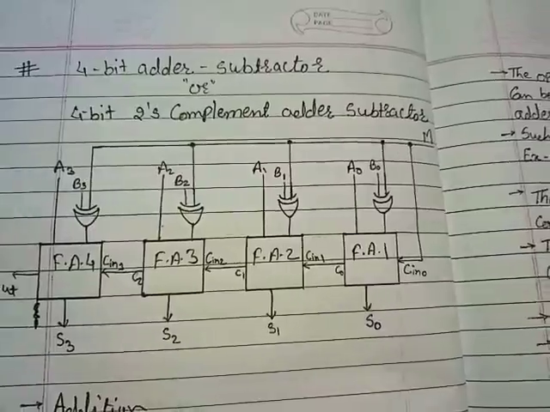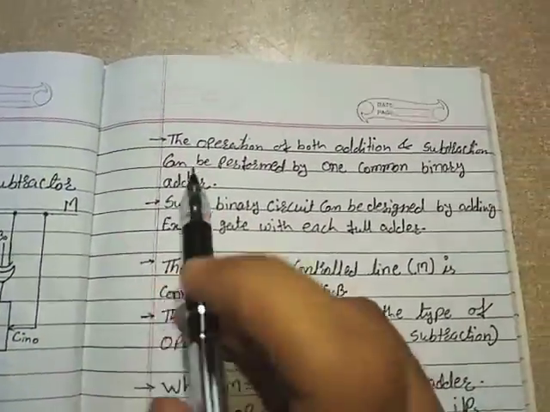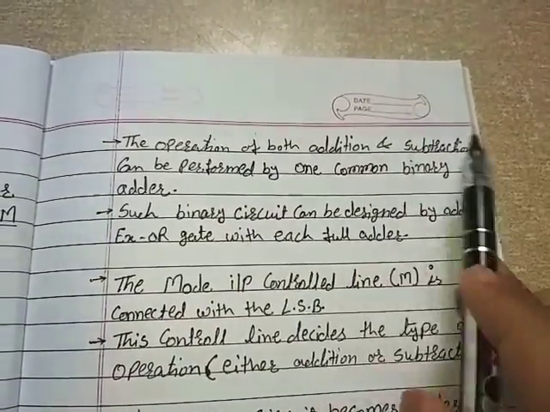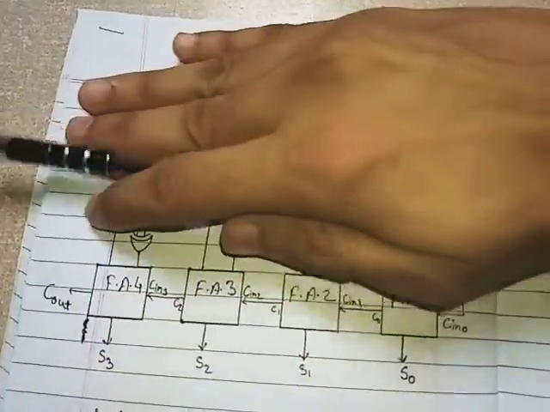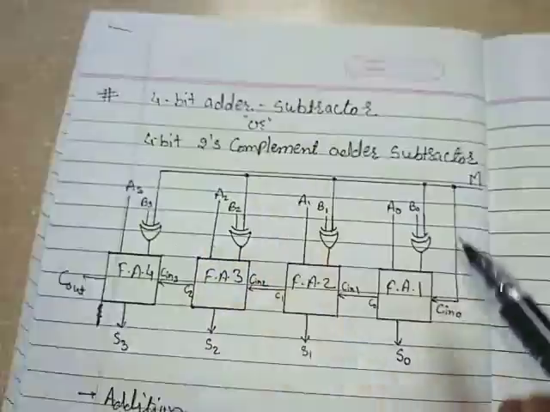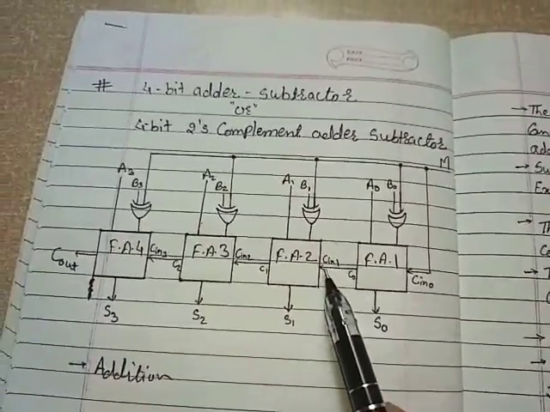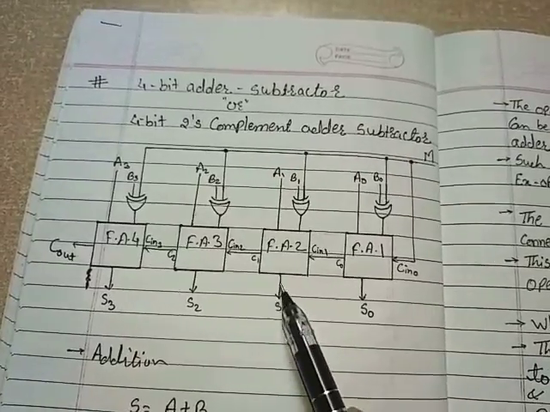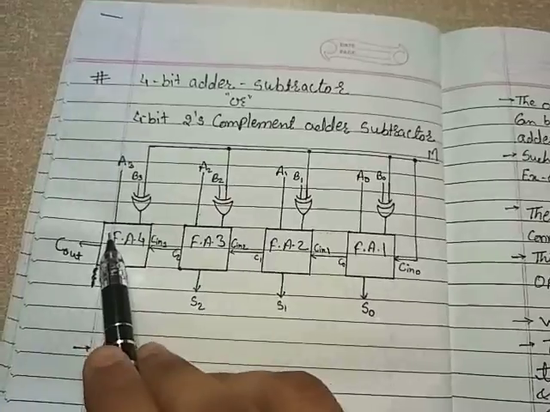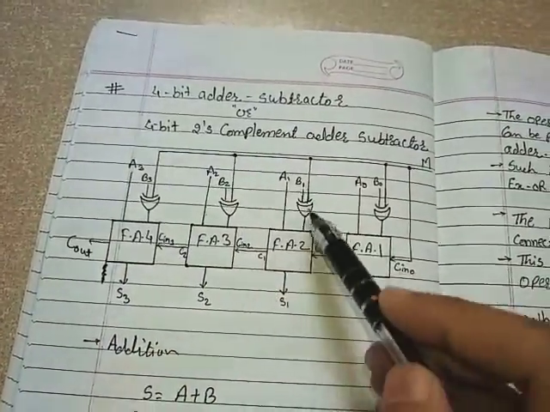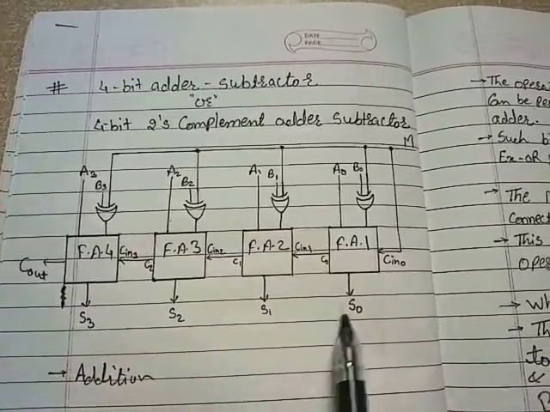So let's see the working. The operation of both addition and subtraction can be performed by one common binary adder. Now look at this. This is a binary adder, a full adder. Output sum S0, carry C0, which works as Cin 1. Output sum S1, carry C1, which works as Cin 2 for the next, and so on. Two inputs A, B, A, B, A, B, A, B. So it is a 4-bit parallel adder, or 4-bit binary adder.